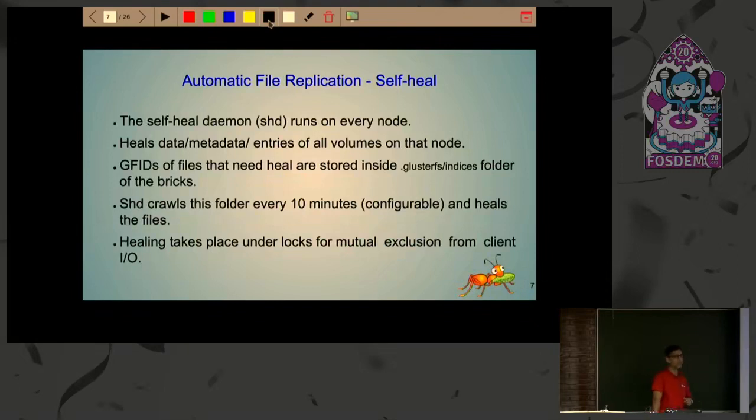So what AFR does is maintain the list of failures in a special directory called the indices folder inside .glusterfs. Whenever a write transaction fails on some of the bricks, the good bricks record these GFIDs inside this folder, and when the bricks come back up, the self-heal daemon crawls this folder, gets the list of files that need to be healed, and then does the heal. The self-heal daemon does the healing under the presence of locks, because clients can also be writing to the same file while the healing is going on. So you have to take locks for mutual exclusion from the client IO.